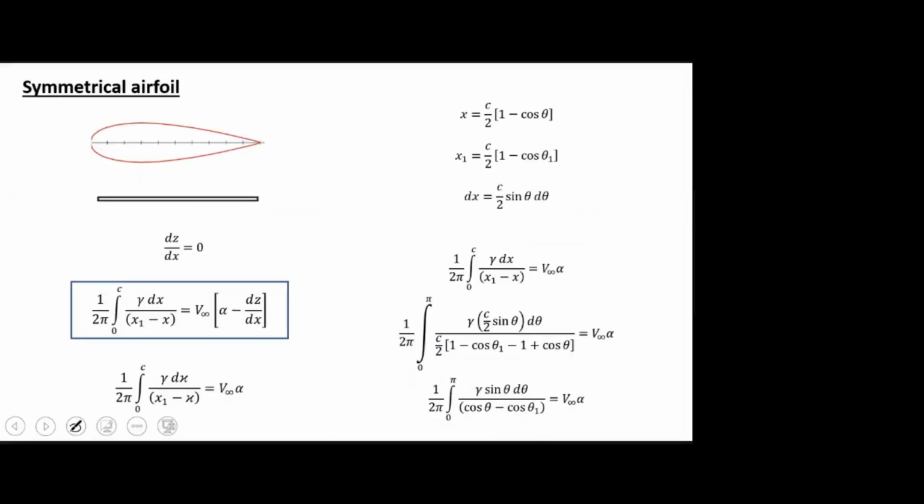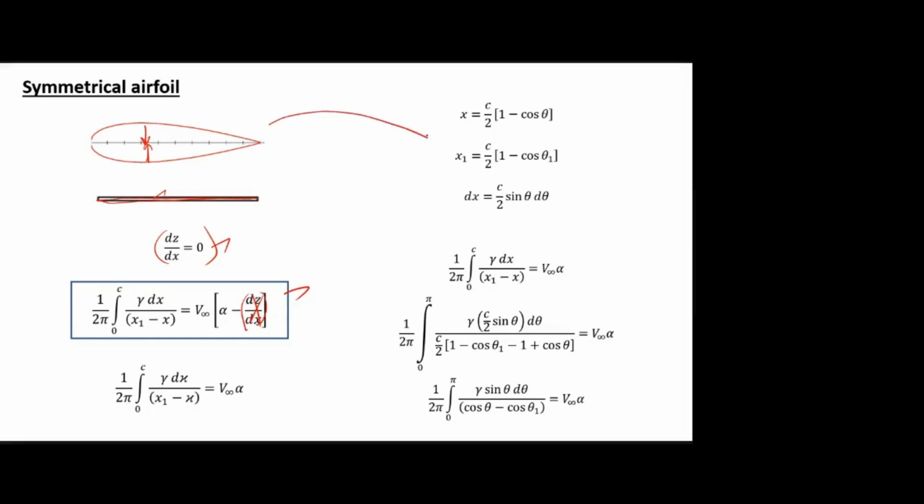Now we will see the forces acting on the symmetrical airfoil. This is the same fundamental equation. For a symmetrical airfoil, we already assume it is very thin, like a thin flat plate. For a flat plate, there is no camber and no slope, so dz by dx is 0, then this term is 0. Is it clear?